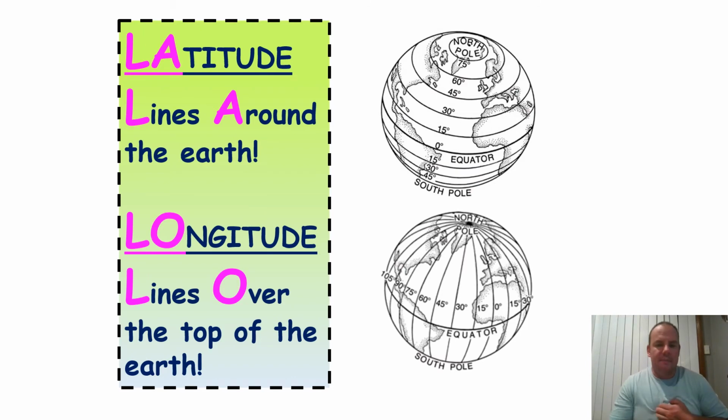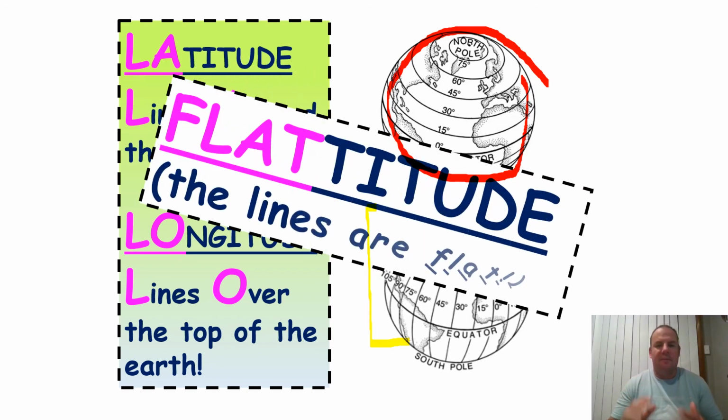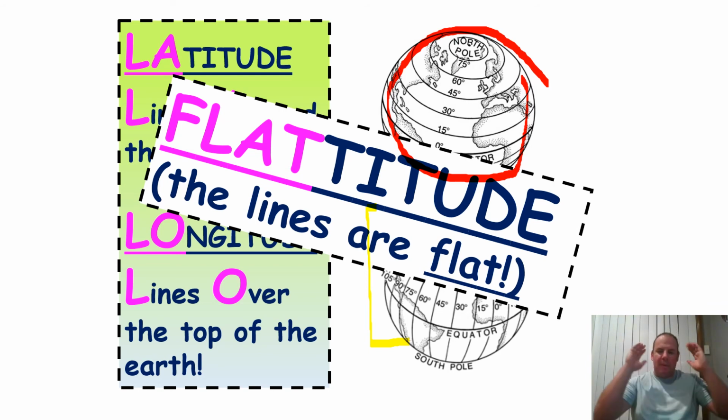So just remember, latitude lines go around the Earth, as you can see. Longitude, the LO, lines go over the top, as you can see here, over the top. All right, so that's just a little way to remind you, okay? And finally, flatitude. The lines are flat when it's latitude. So just remember that. That's just a few things to remember. I hope that makes sense.